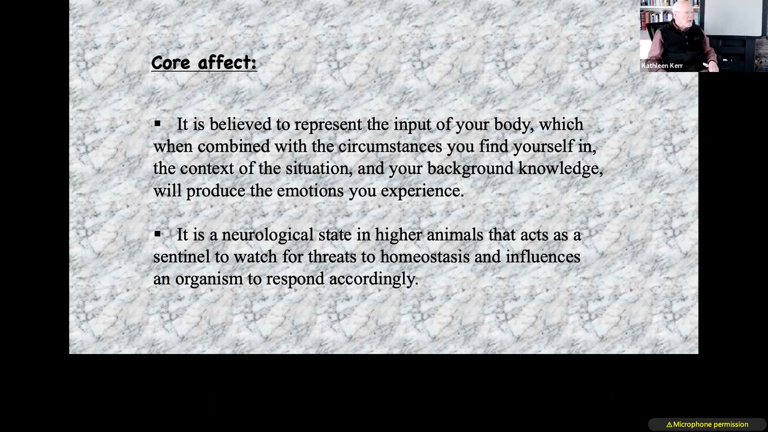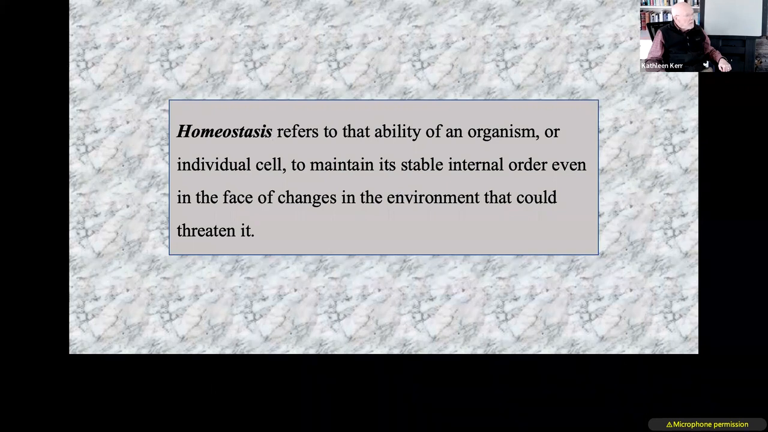This threats to homeostasis, I think, is of profound importance in the body responding to that and trying to limit any damage and restore equilibrium. You see it in the family when there's togetherness, usually used to try to restore equilibrium. So just to review one definition, homeostasis refers to that ability of an organism or individual cell to maintain its stable internal order, even in the face of changes in the environment that could threaten it.